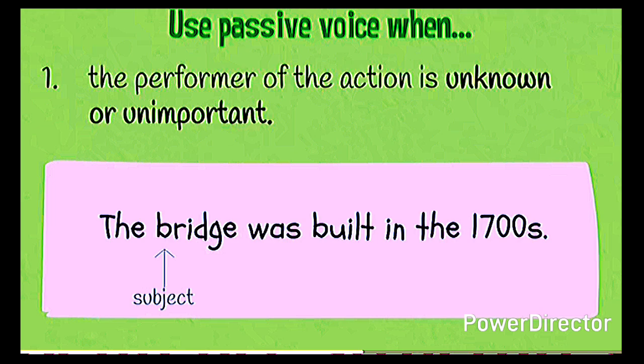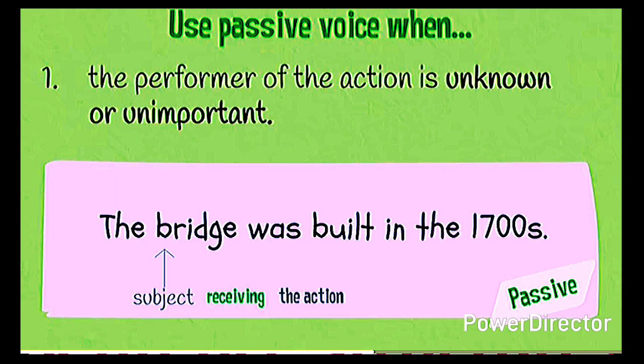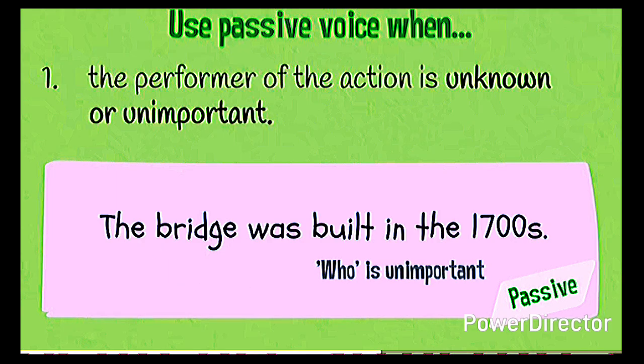We can see the subject, the bridge, is receiving the action. Therefore, this sentence is written in passive voice. The sentence has no object. Who built the bridge is not important in this sentence, or perhaps who built the bridge is not known.